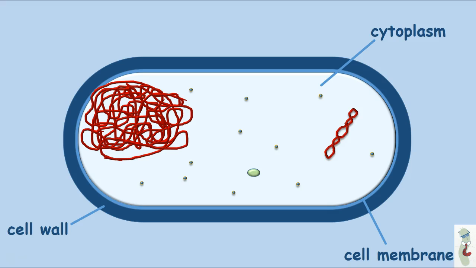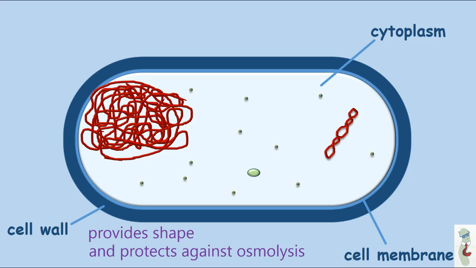Surrounding the cell membrane is the cell wall, which gives the cell its shape. Make sure you don't confuse the cell wall with the cell membrane. The cell wall also protects the cell from osmolysis. Osmolysis occurs when the cell is in a hypotonic solution, which results in a large amount of water that enters the cell. That's when the water moves in the direction from high water concentration to that of lower water concentration.